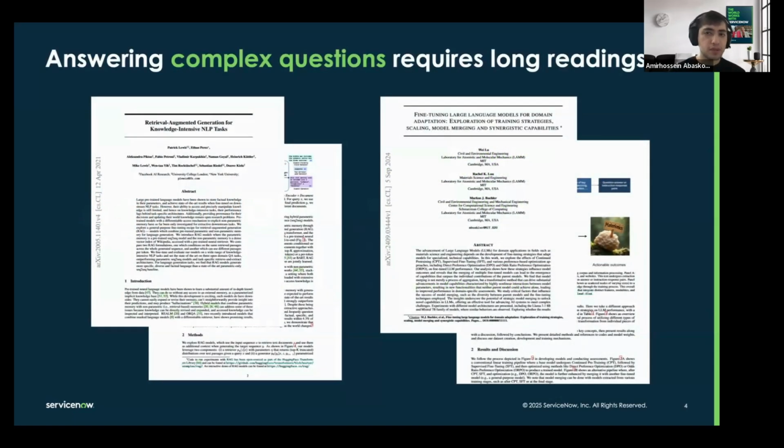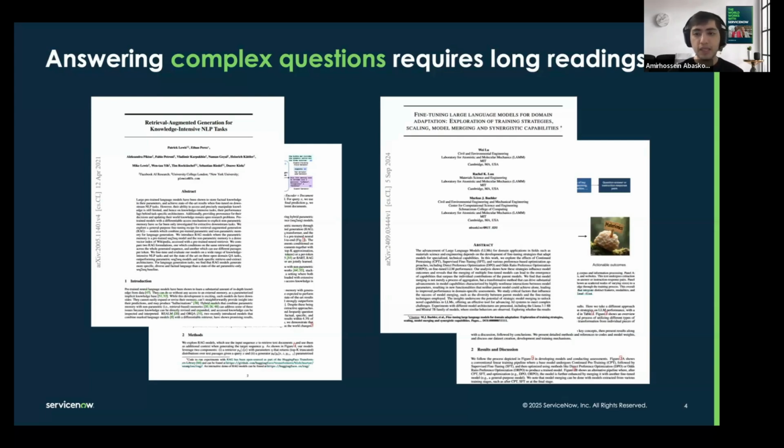Answering complex questions usually requires long readings. As a researcher, this may happen to you, or if you have been a student, this is also true for you. You may have a question about a specific topic with multiple papers, and these papers usually include tables, images, and different figures, which you need to interpret, sometimes comparing all of this information from multiple papers to come up with the answer.